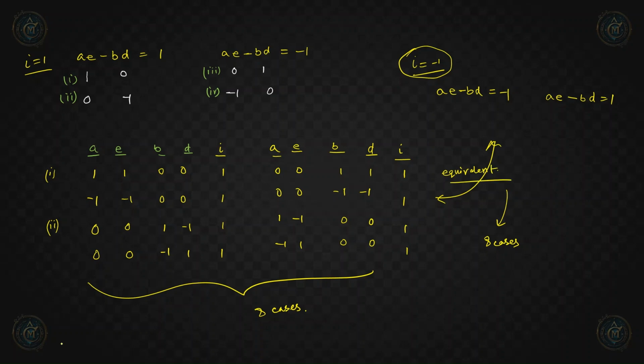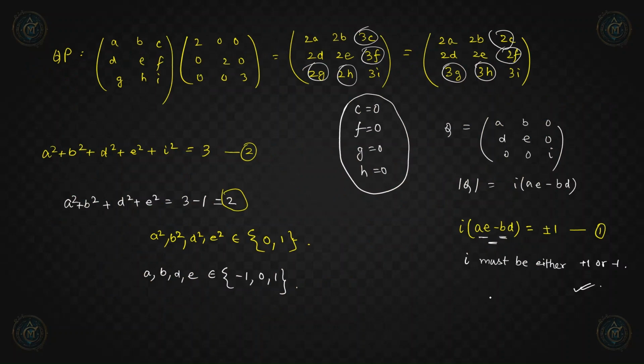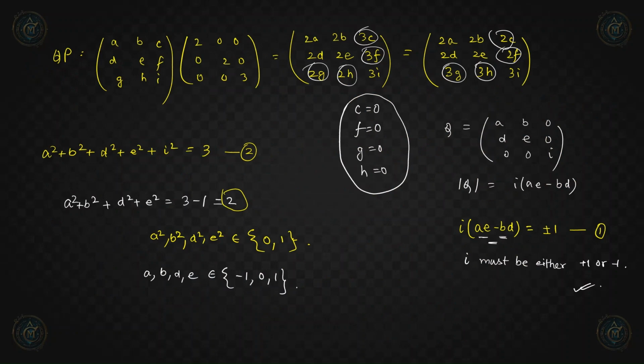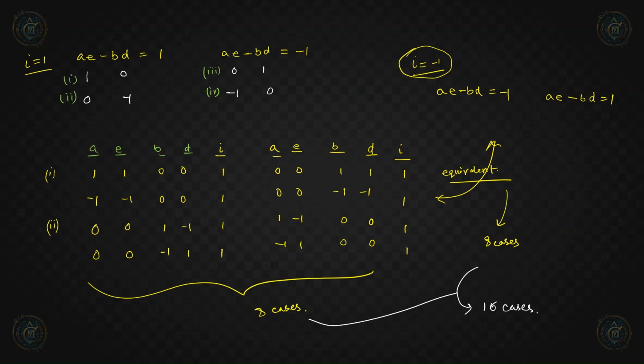That means if we sum them up, we have total 16 possible cases. That means the number of such matrix Q will be 16. So option C is going to be our correct option. I hope you understood how we approach this question step by step. This was a beautiful question from permutations and combinations about counting of matrices.